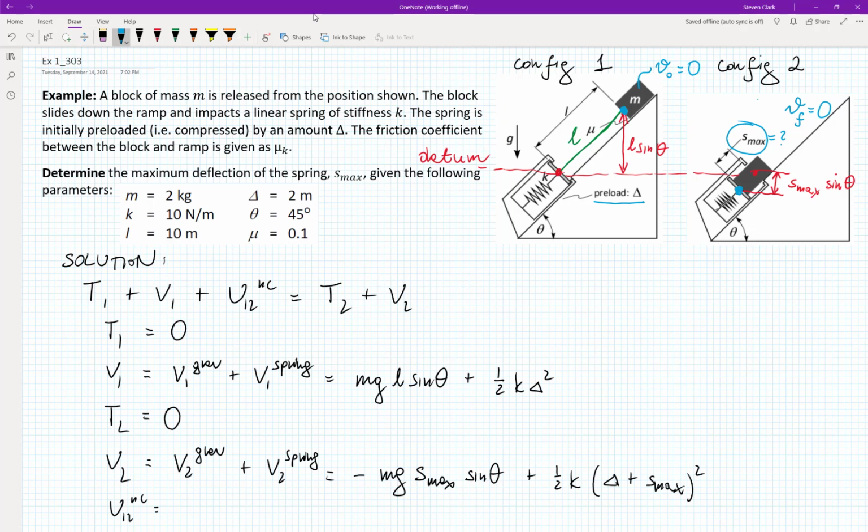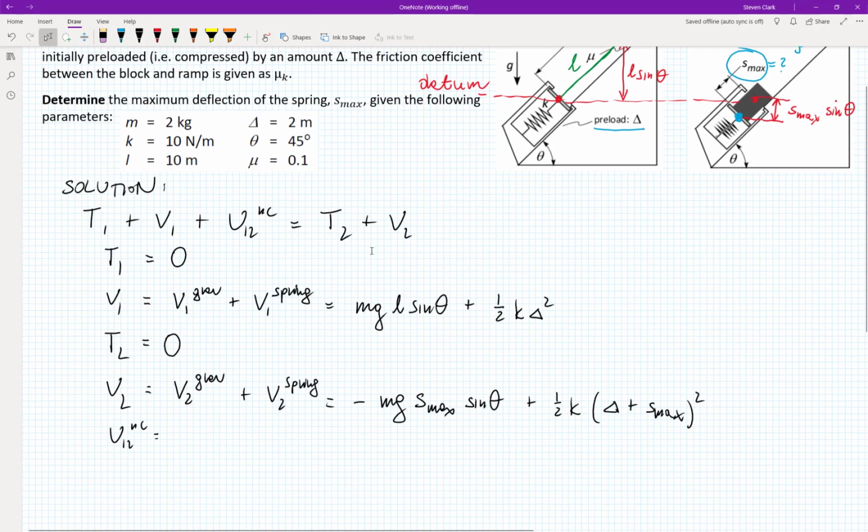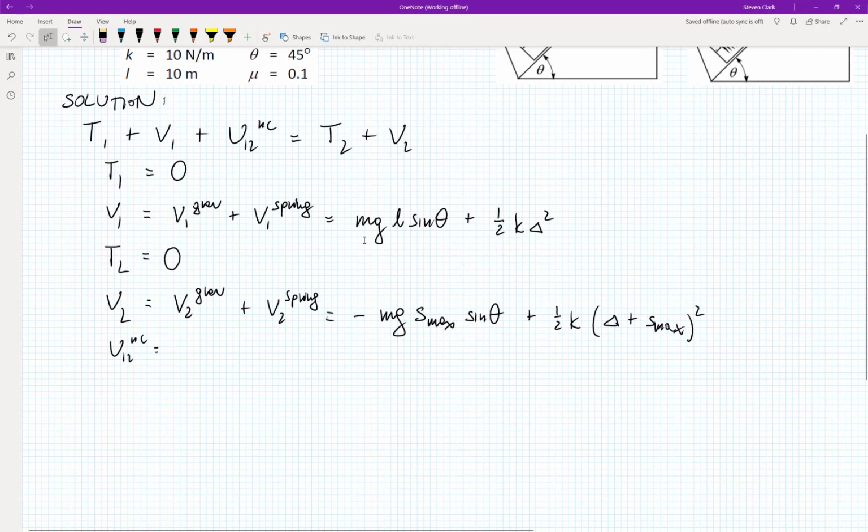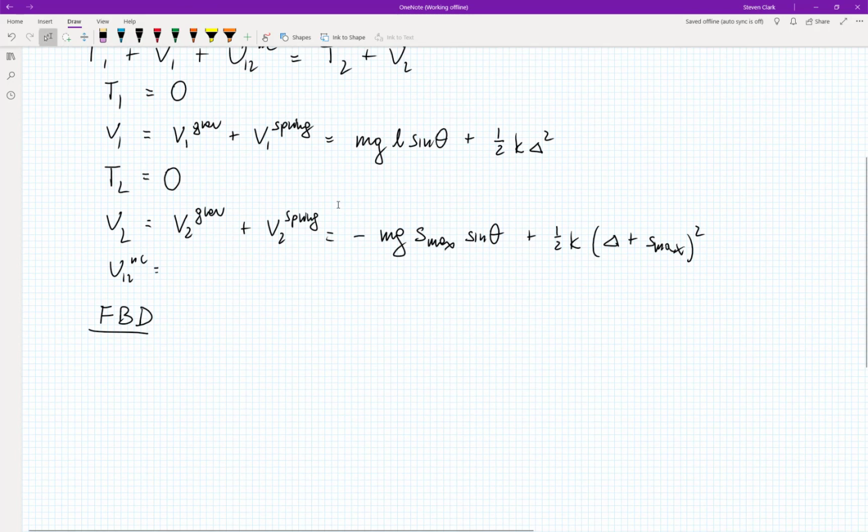No? Everything good? Okay, guys. So now let's focus on the work of non-conservative forces. But before we focus on that work, let us show all the forces acting on the system. So let us draw the FBD at an arbitrary position. Or actually, no, let's not draw the FBD. I just would like to show only non-conservative forces acting on our system.